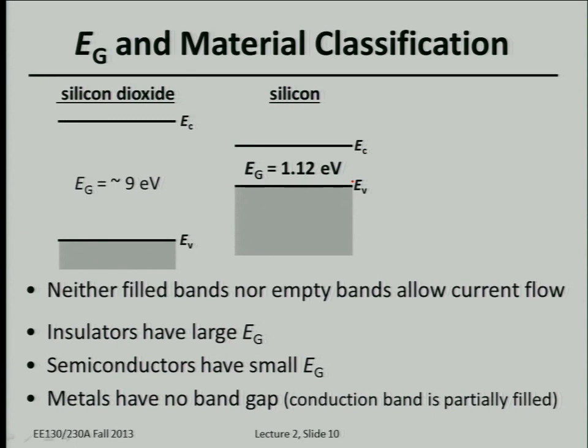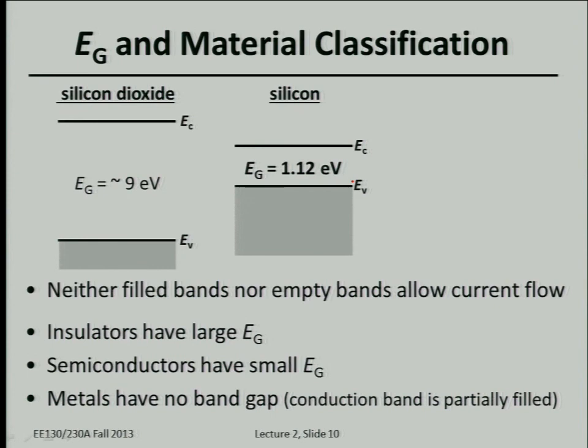So if the energy needed to escape a covalent bond is 9 eV, the chances are exponentially dependent on that energy, decreasing exponentially with increasing energy. So the chances that an electron-hole pair would be generated are vanishingly small. There are extremely few electrons and holes that exist intrinsically in silicon dioxide.